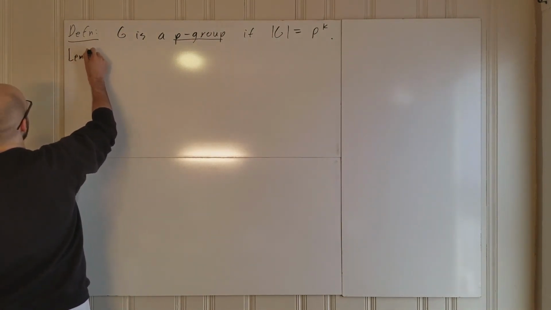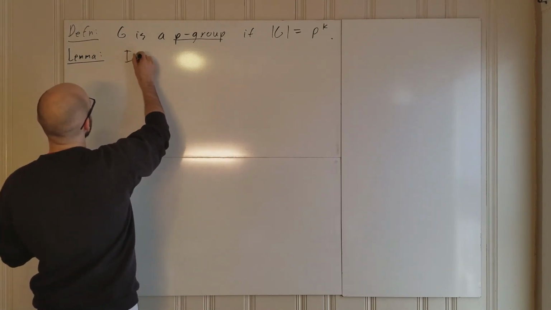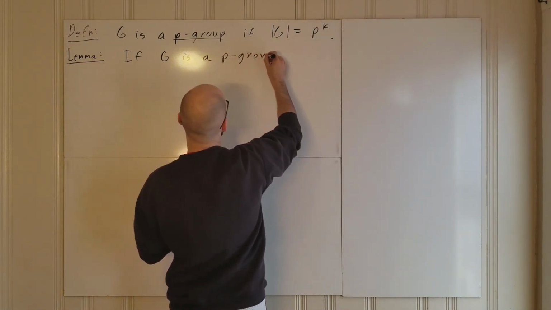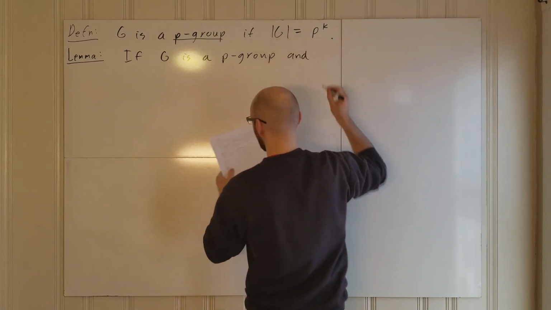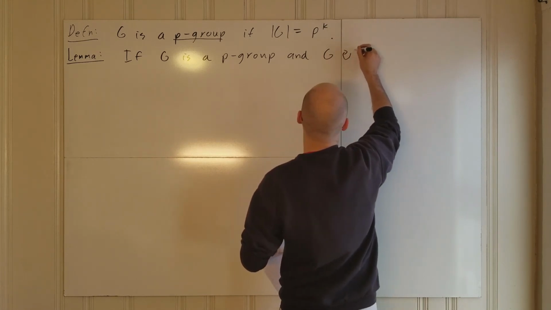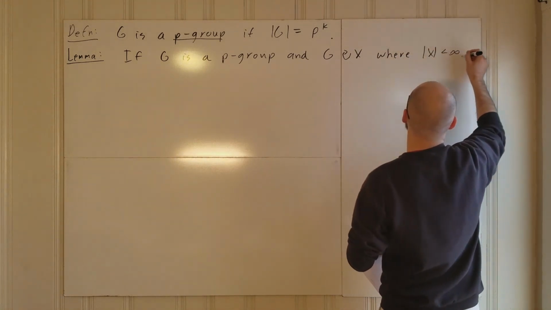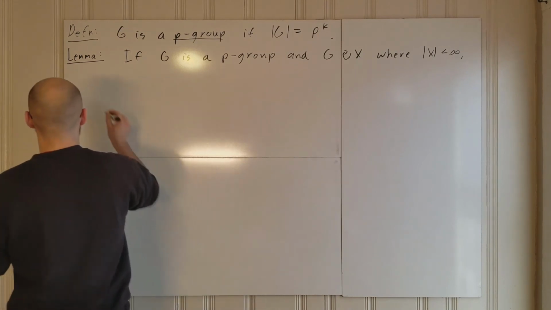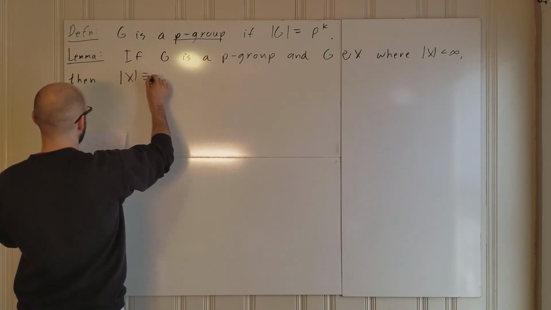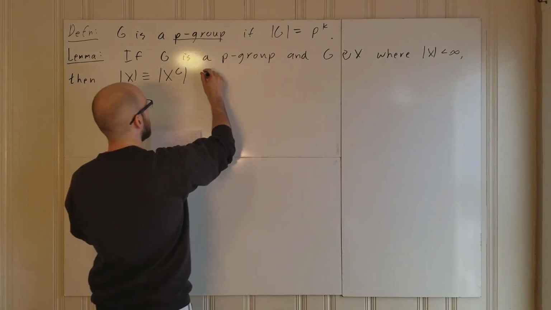So, what can we say about these p-groups? Well, if G is a p-group, and we have G acting on a set X, which is going to be a finite set, so G is acting on a finite set, then the size of X is congruent to the size of X^G mod p.